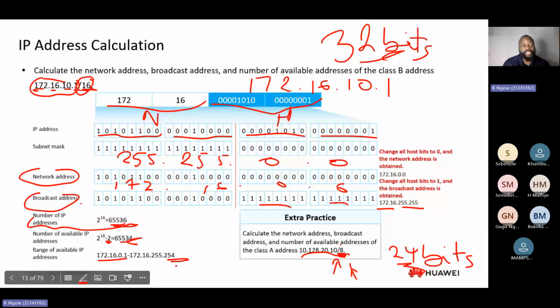You understand, guys? So that's easy. So that means you can even calculate for this one as well. If you want to calculate, you do the same thing, same process. So that's how you calculate how the number of IPs will be.